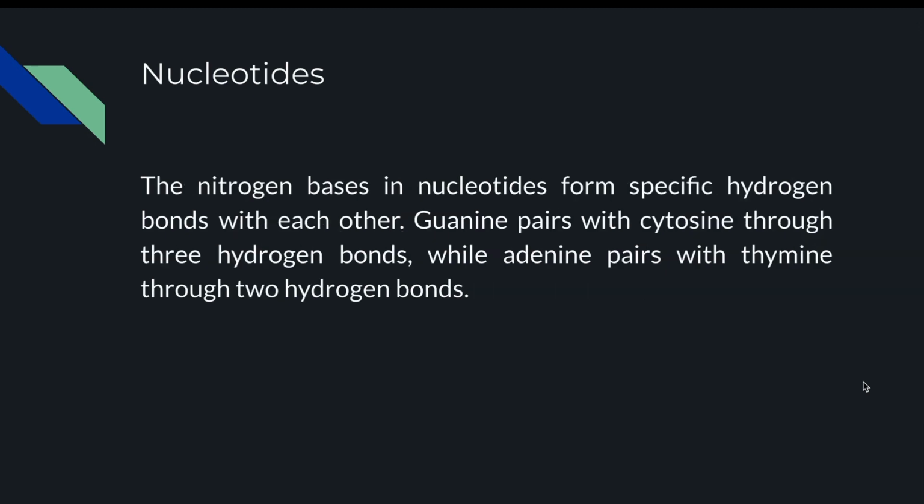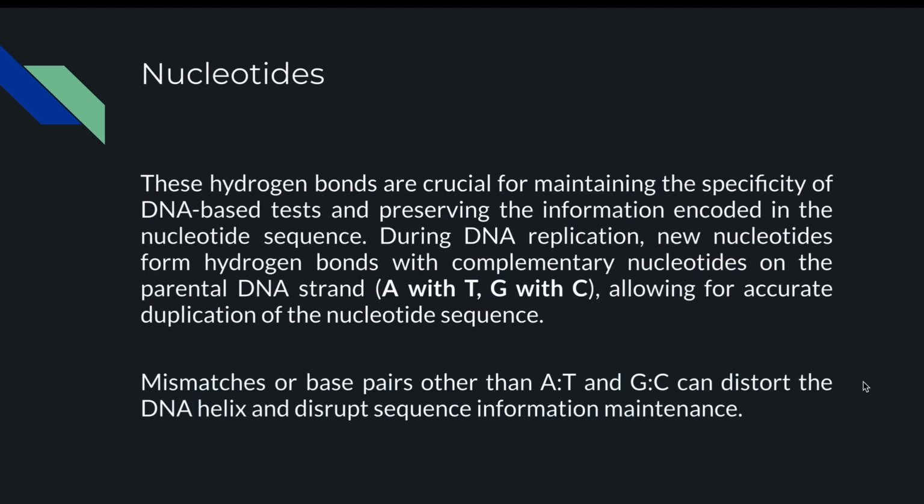The nitrogen bases in nucleotides form specific hydrogen bonds with each other. Guanine pairs with cytosine through 3 hydrogen bonds, while adenine pairs with thymine through 2 hydrogen bonds. These hydrogen bonds are crucial for maintaining the specificity of DNA-based tests and preserving the information encoded in the nucleotide sequence.